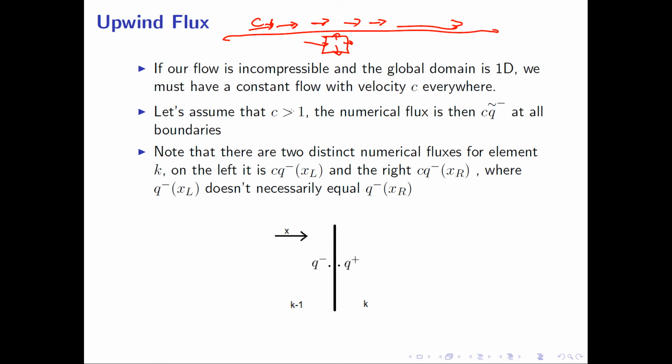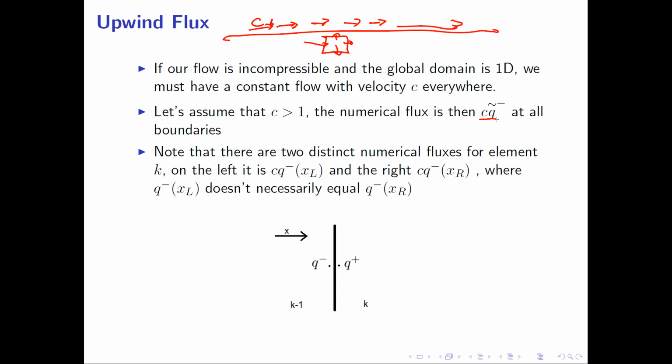So going back to our one-dimensional domain, we'll assume that our velocity is in the positive x direction, just for simplicity. And this means that our numerical flux is then our velocity times the solution at the boundary on the left side of the boundary with respect to the direction of the x-axis. And that holds at every boundary.